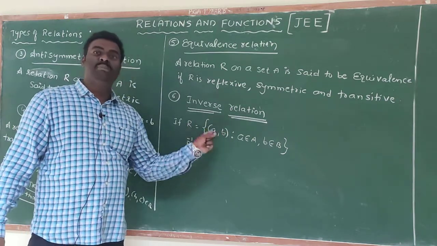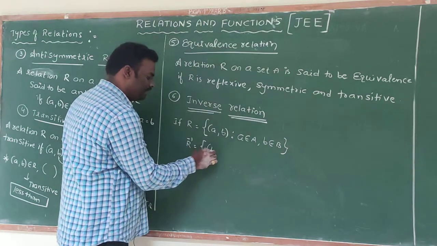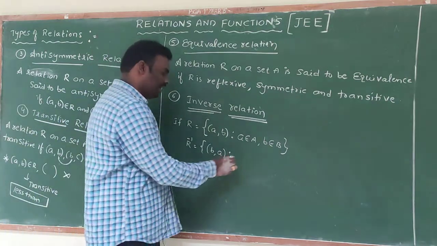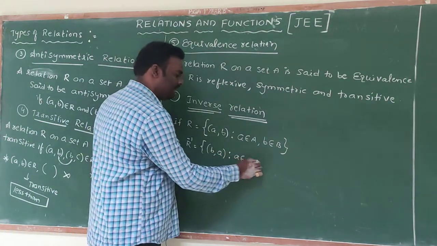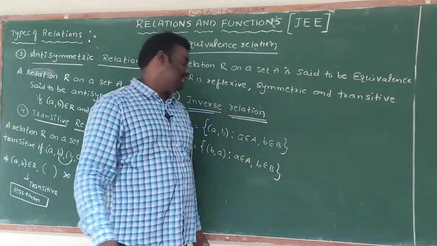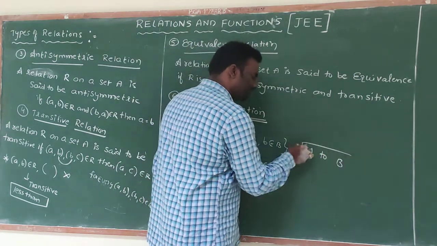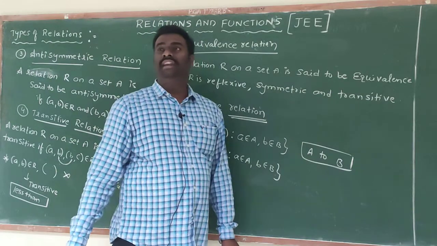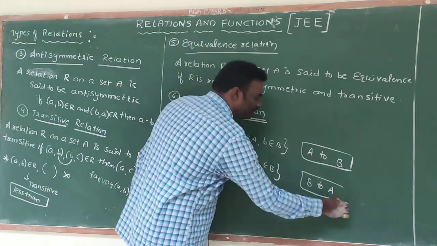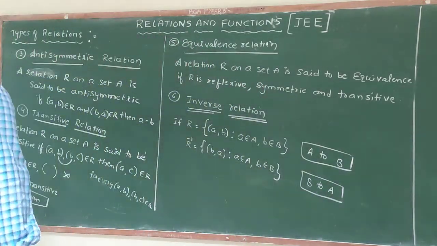Now these two values will be interchanged. That is nothing but B comma A. This is A comma B, this is B comma A, where again A belongs to capital A, B belongs to capital B. This is inverse relation. See here, R is a relation from A to B, but R inverse is a relation from B to A. So this is the concepts of relations synopsis.